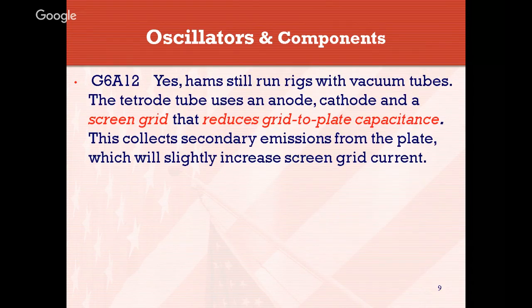So, as I was just explaining, there are some vacuum tubes. The tetrode tube uses an anode, cathode, and screen grid that reduces grid to plate capacitance. This collects secondary emissions from the plate, which will slightly increase screen grid current. So, the screen grid reduces grid to plate capacitance.